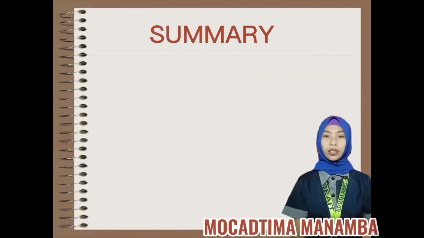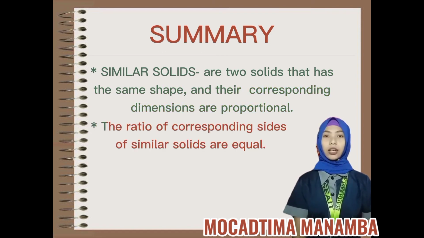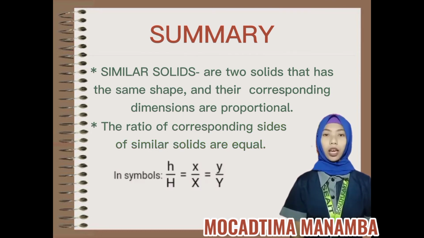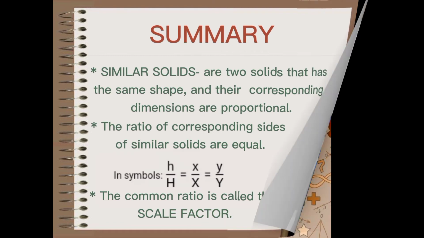Summary. Similar solids are two solids that have the same shape and their corresponding dimensions are proportional. The ratios of corresponding sides of similar solids are equal. In symbols, small h over capital H is equal to small x over capital X and small y over capital Y. The common ratio is called the scale factor of one solid to the other solid.